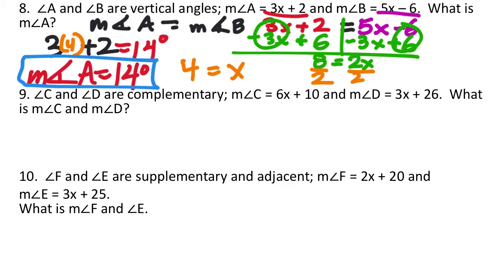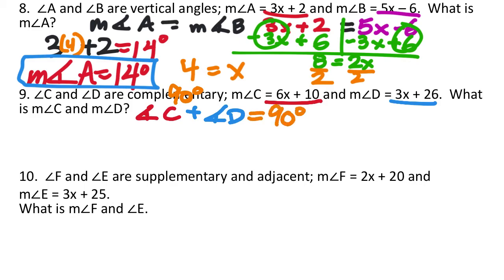So number 9, angle C and angle D are complementary. Oh, complementary. What does that mean? It means that they need to add up to 90 degrees, right? So it says the measure of angle C equals 6x plus 10, and the measure of angle D equals 3x plus 26. Well, this also means that if you took angle C, I'll write this out. If I took angle C and added it to angle D, then I should get 90 degrees.